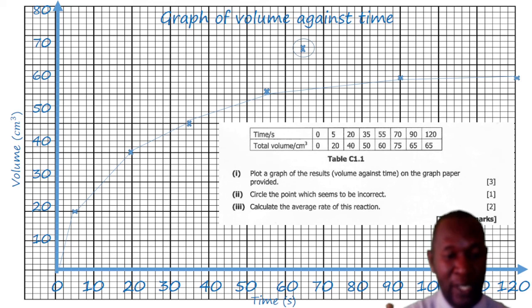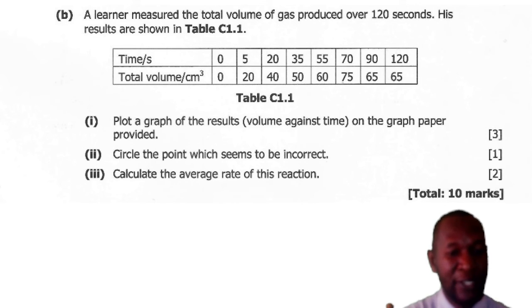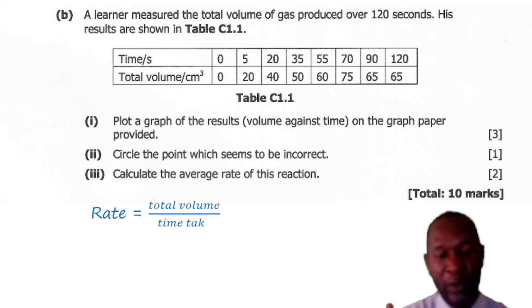So the next one now is to calculate the average rate of this reaction. Okay. So to calculate the average rate of the reaction, we know that the rate of the reaction will be equals to total volume divided by time taken. So what time did it take for this reaction to end? The reaction actually ended at 90 seconds.